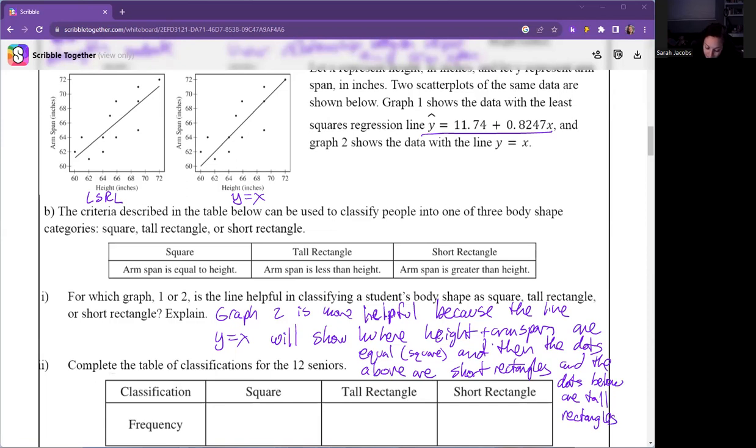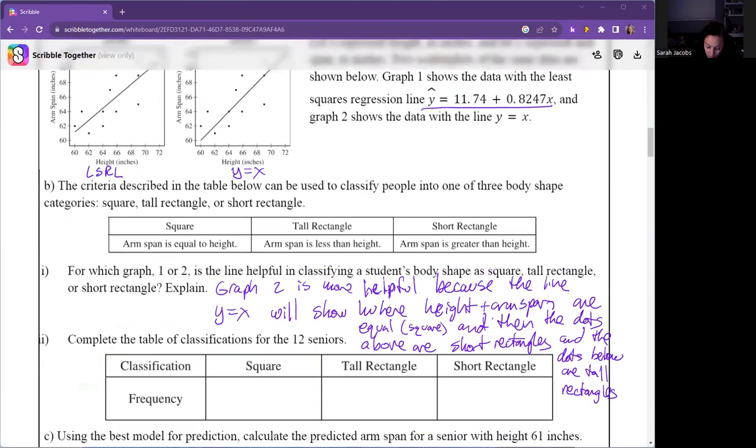So a lot of folks picked the right graph. The explanations have to be pretty strong. We want to be as specific as possible. That BSing is across the board. Now, part 2. Complete the table of classifications for the 12 seniors. This says frequency, not relative frequency. That means it's just going to be a number in these boxes. If it wanted relative frequency, then we would do the number relative to the total. So keep an eye out for that word relative or its absence.